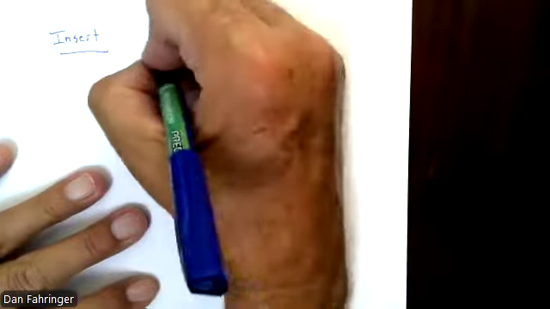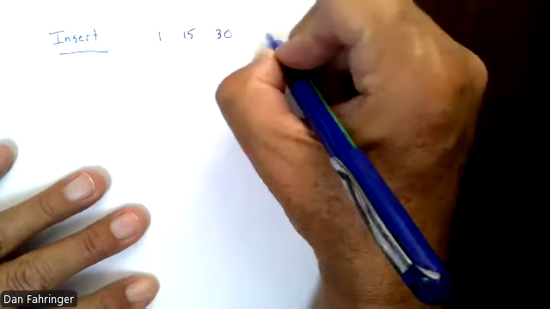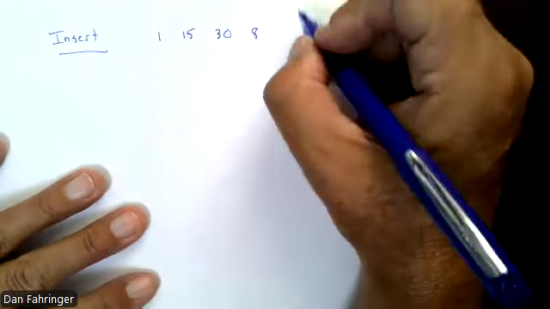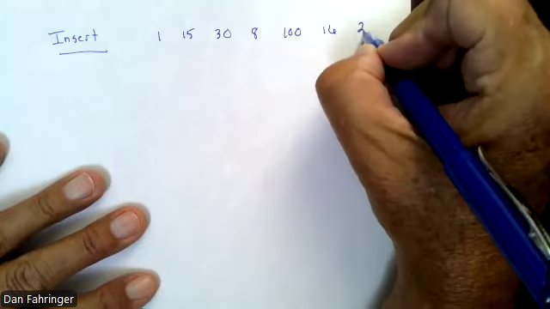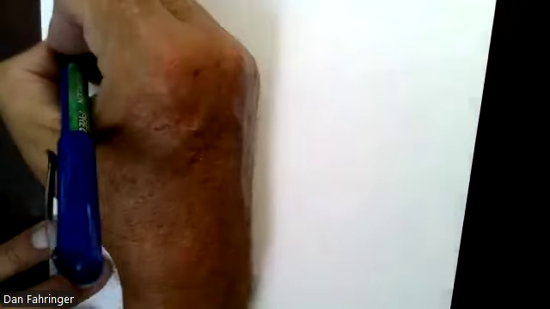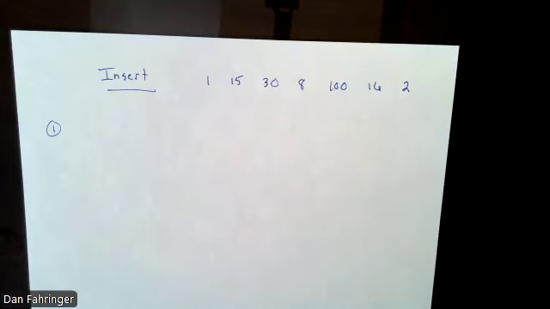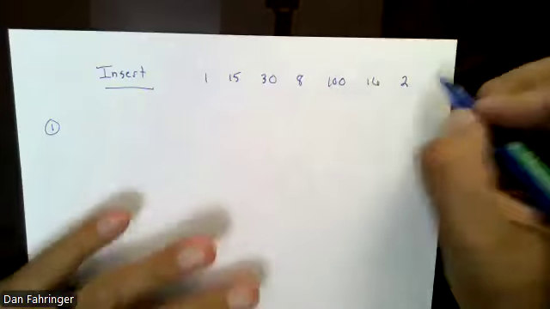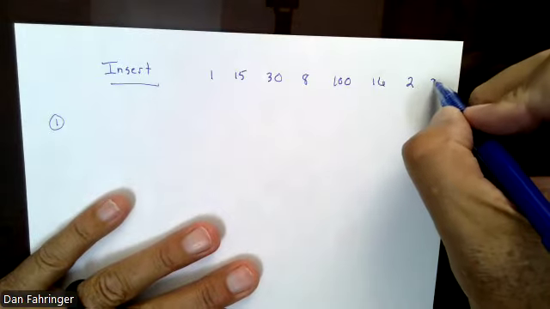Can we do another one of that? Yes, we're doing another insert. List of numbers: 1, 15, 30, 8, 100, 16, and 2. Can we add a duplicate number in this example? We can. Let's add 30.